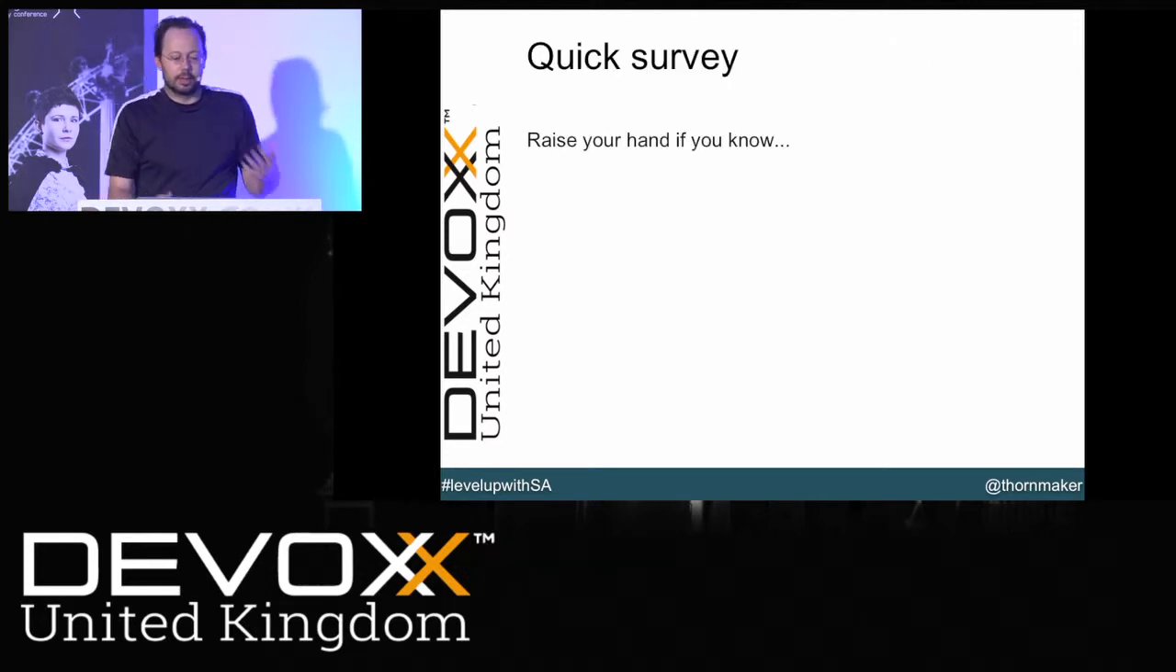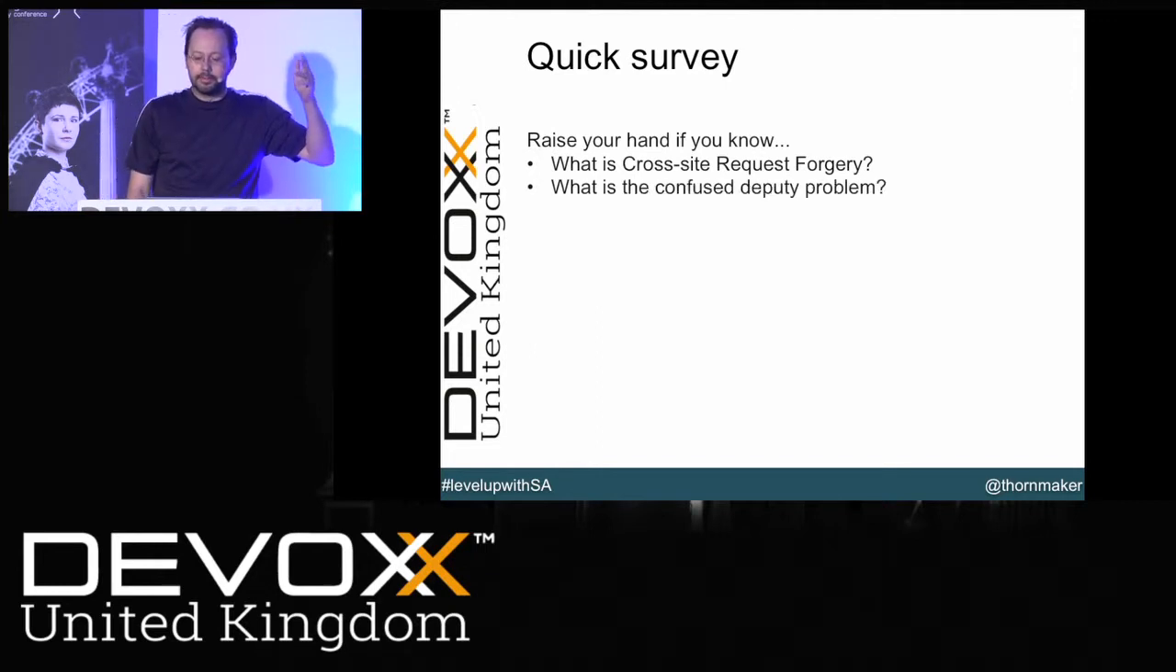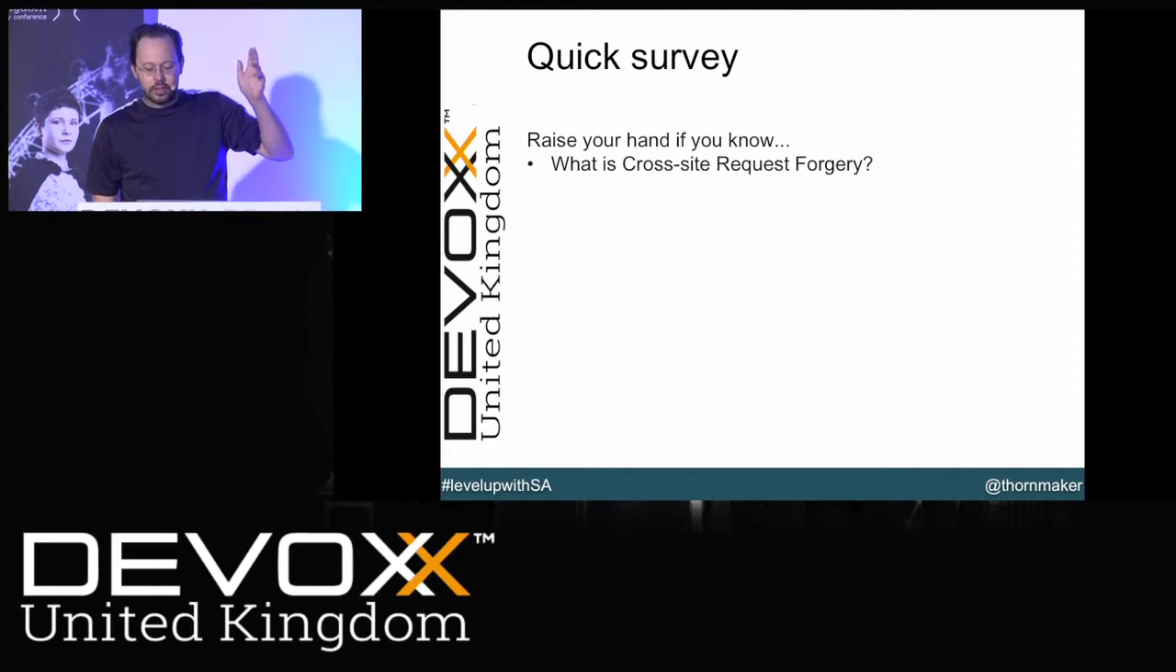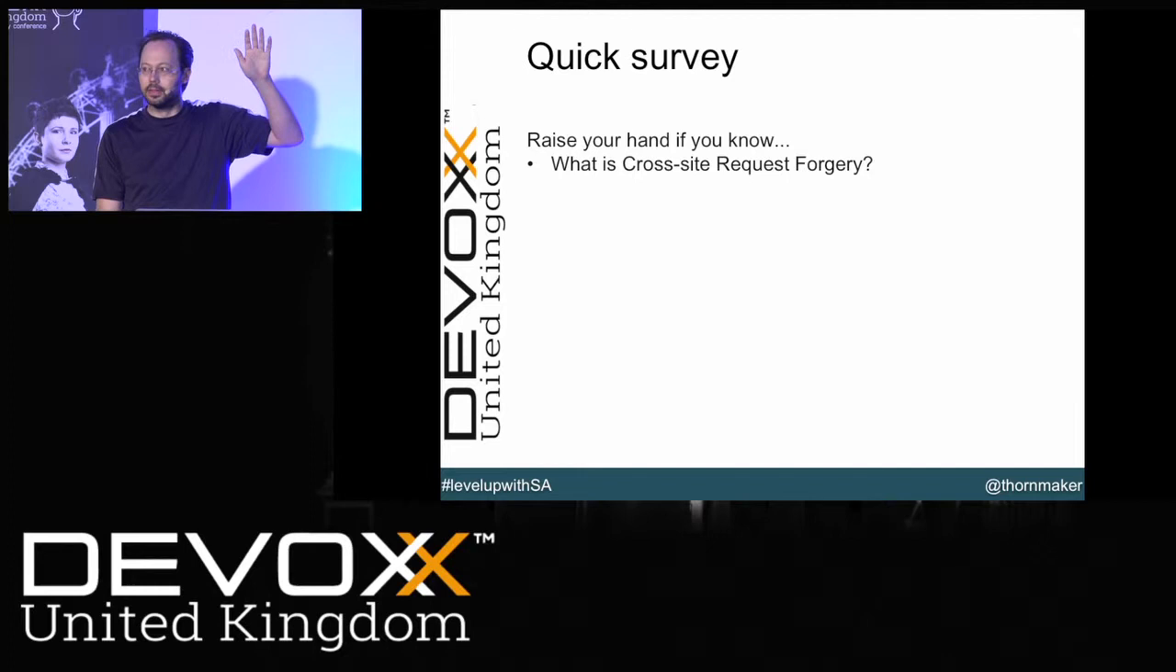So, not to belabor the point too much, but I just wanted to do another quick survey here. Just a quick raise of hand, keep your hands up as I go through some of these questions. How many people are familiar with cross-site request forgery? Is that a vulnerability class? Okay, good, most people are raising their hand. What about the confused deputy problem? Keep your hands up if it's something you're still familiar with. There's a couple hands still up. Most have gone down by now.